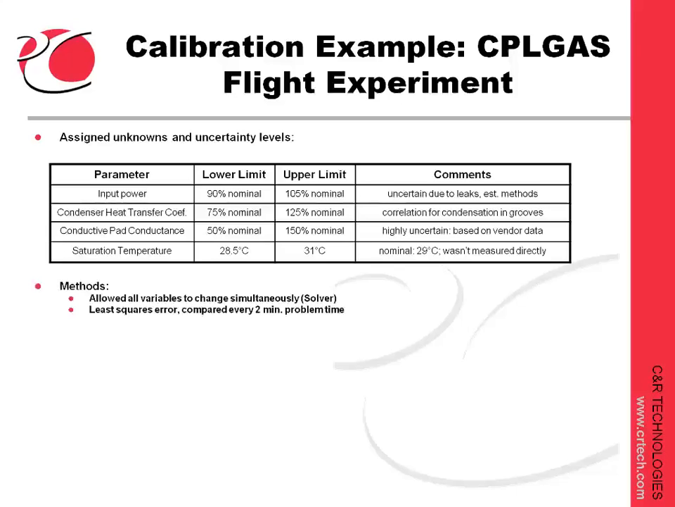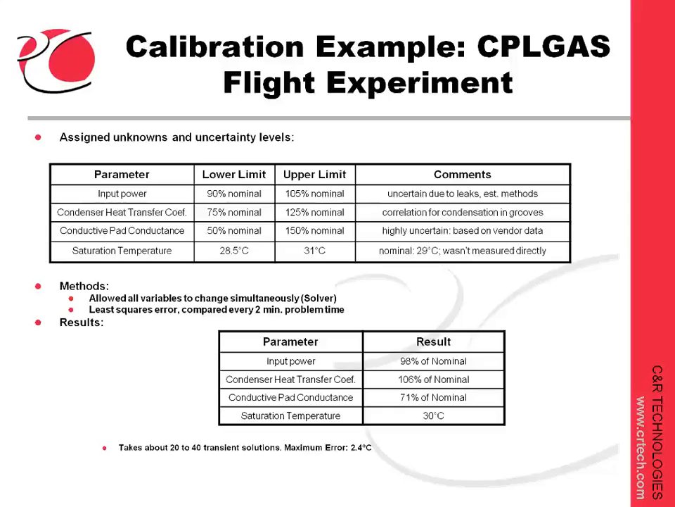When I call the solver, all the calibration parameters will be free to change simultaneously. I will use the least squared sum method, but I'll sum over all the comparison points, 3 points every 2 minutes for 42 minutes, for a total of 63 equally weighted comparisons per transient. And here are the typical results.